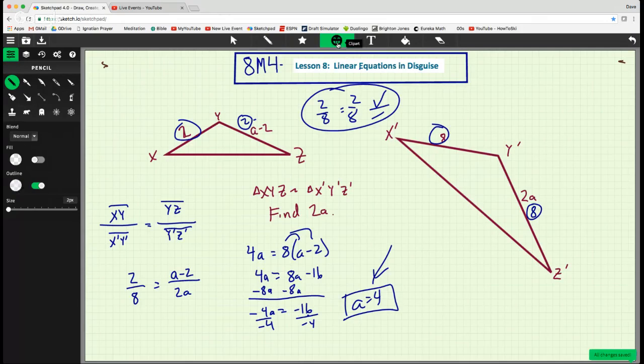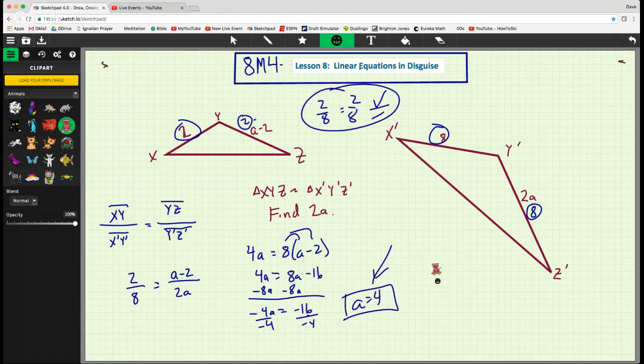That's our answer. Let's put down some Happy Cat. We've got to get some Happy Cat going. Haven't had Happy Cat today, and you've done a lot of good work so far. So we've got to bring that Happy Cat in.